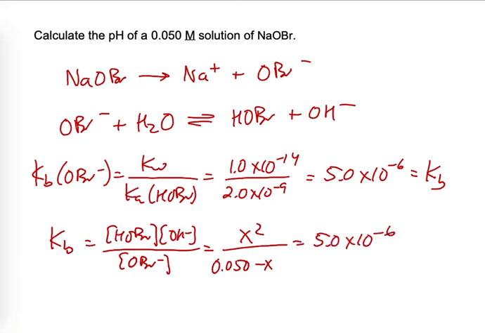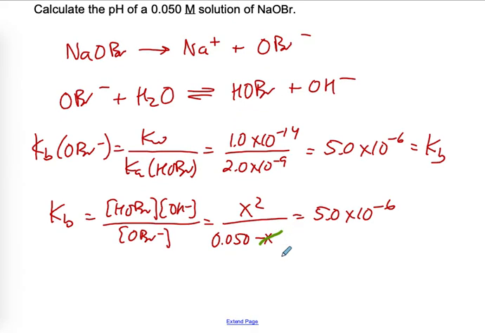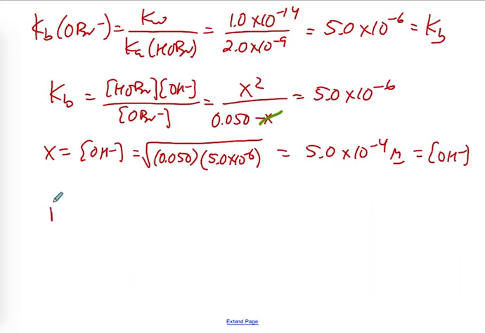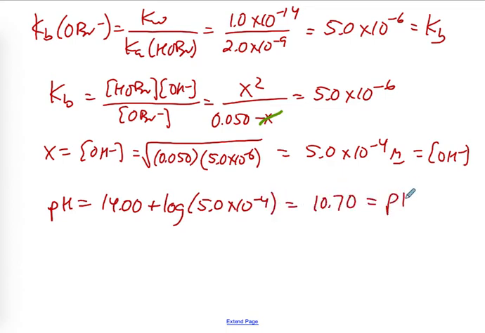Again, with a very small Kb, we'll make a simplifying approximation. And to solve, x is equal to the concentration of hydroxide equals the square root of the initial concentration of the weak base times Kb, or 5.0 times 10 to the negative 4th molar is my hydroxide ion concentration. So to finish the problem, pH equals 14.00 plus the base 10 logarithm of the hydroxide ion concentration, or 10.70, which is consistent with a basic solution.